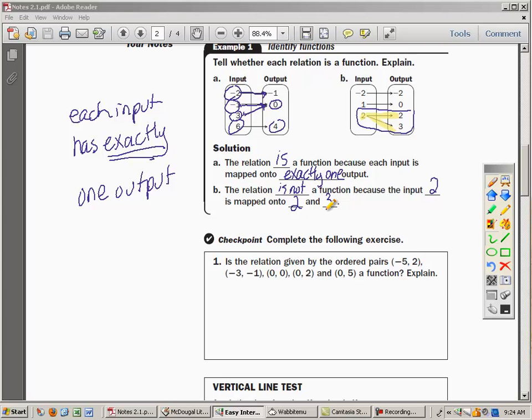So why don't you try the next checkpoint exercise. If you need to draw a mapping diagram of it, feel free to go ahead and draw a mapping diagram of it. And then we'll take a look at our results in just a moment here.